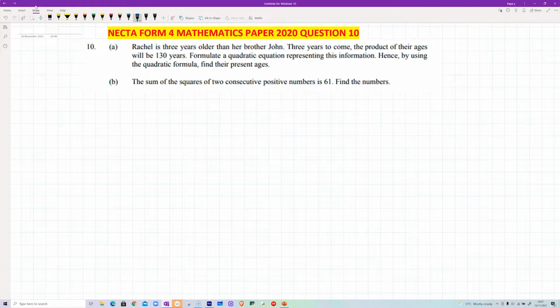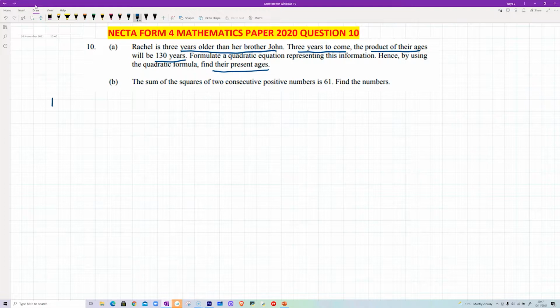We're told Rachel is 3 years older than her brother John. 3 years to come, the product of their ages will be 130 years. Formulate a quadratic equation representing this information. Hence, by using the quadratic formula, find their present ages. How old are they now? Right, so let's start with that one, and then when we're done, we'll do part B.